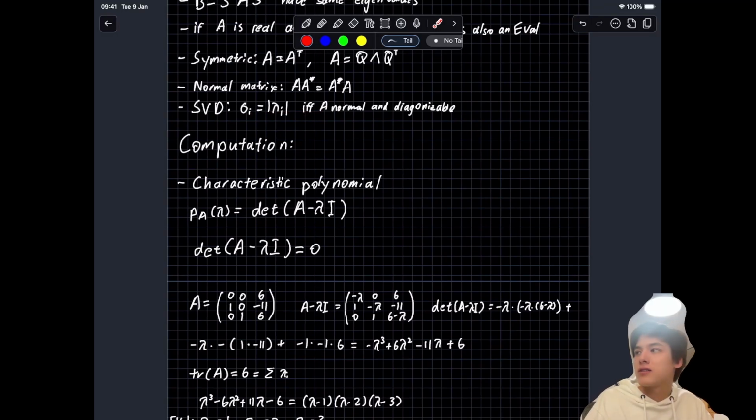And if it's positive definite, then it is the eigenvalues, the singular values.